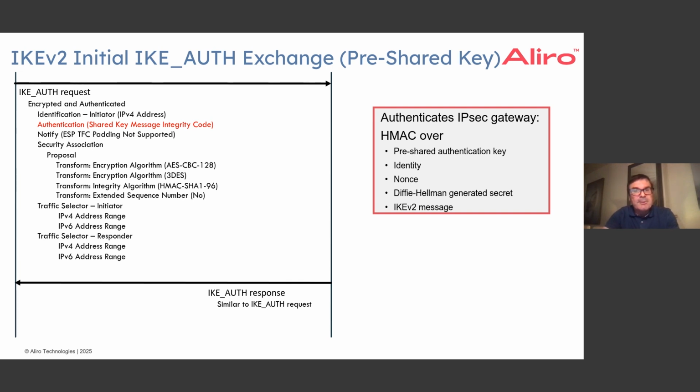The authentication payload is used to authenticate the identity of the two IPsec gateways. In other words, it's used to prove that each IPsec gateway is indeed who they claim to be. In this example, I'm using pre-shared key authentication. The authentication is performed by computing a hash-based message authentication code, or HMAC for short, over several pieces of data, including the pre-shared authentication key and the identity. And then the responder verifies the HMAC code.